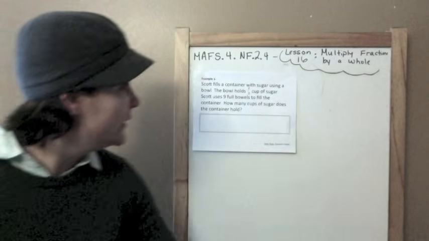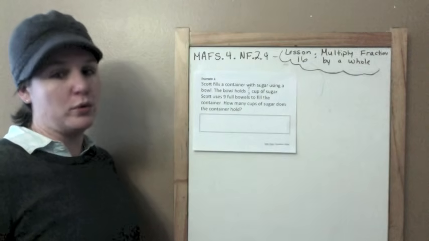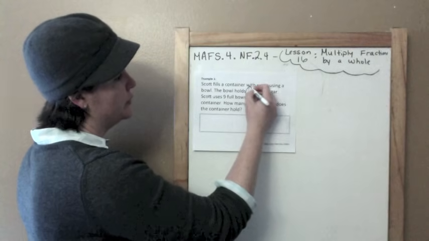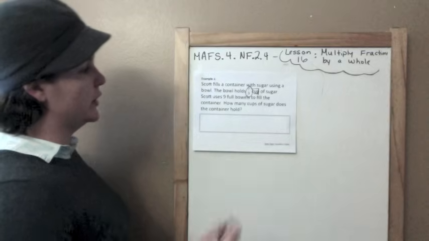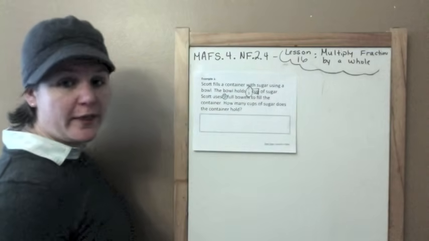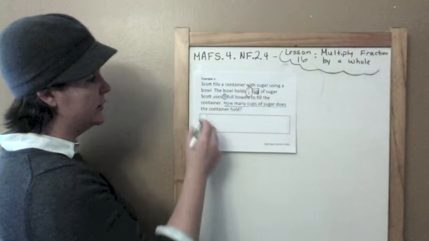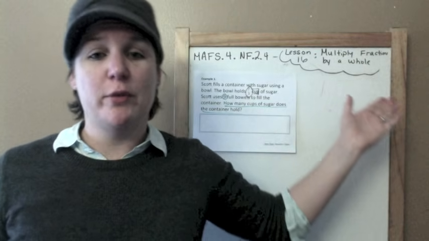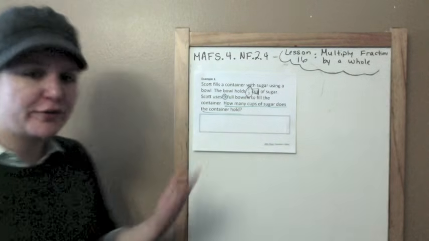Scott fills a container with sugar using a bowl. The bowl holds 2/3 of a cup of sugar. Scott uses 9 full bowls to fill the container. How many cups of sugar does the container hold? For this problem, we know that we're going to end up multiplying a fraction by a whole number, but why? Let's take a further look at this.